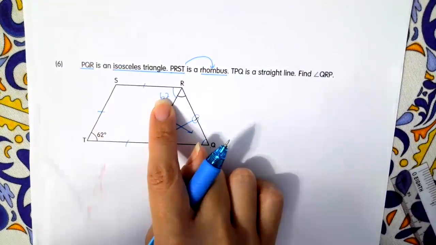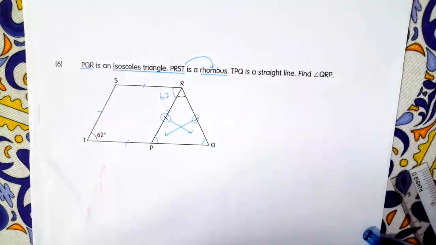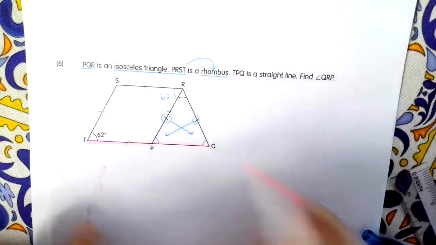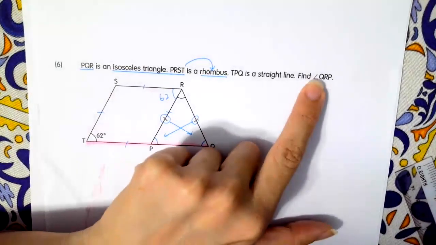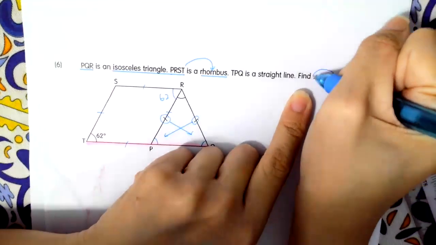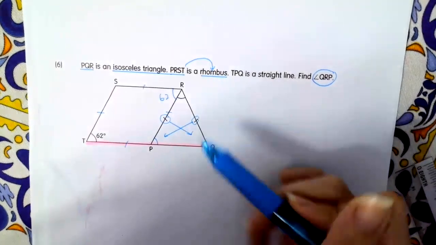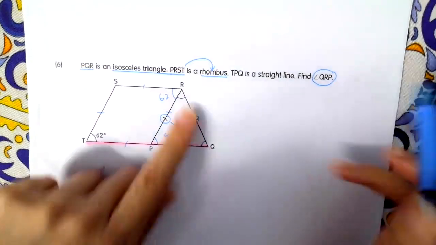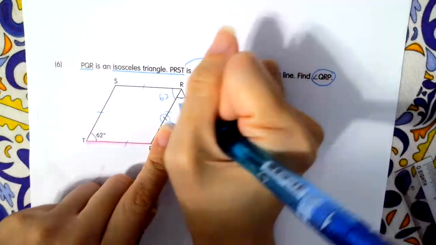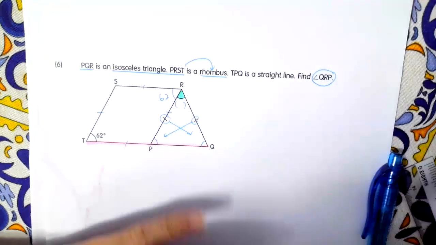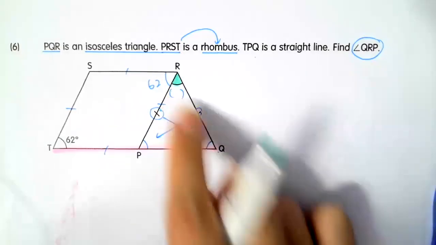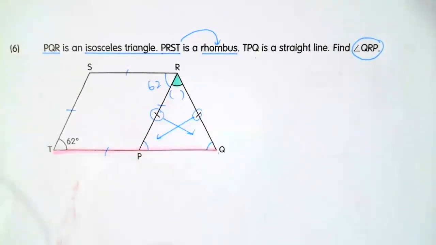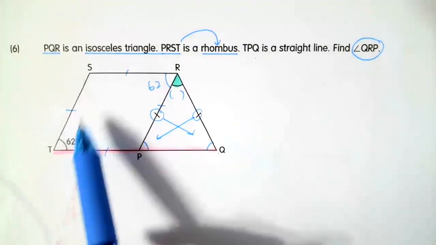And then we know that TPQ is a straight line. So use a highlighter to highlight this line TPQ because it's a straight line. So we can think about using angles on a straight line later. They want us to find angle QRP. So QRP is this one here. To help you a little bit, let's highlight this particular angle. I want to find this angle QRP.